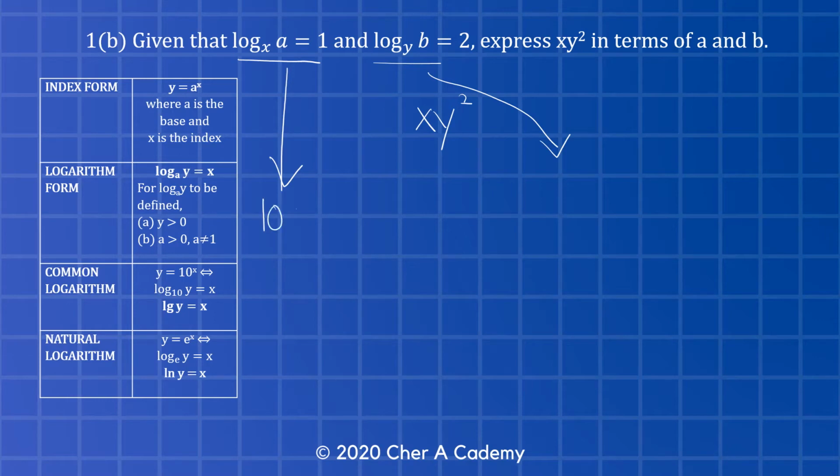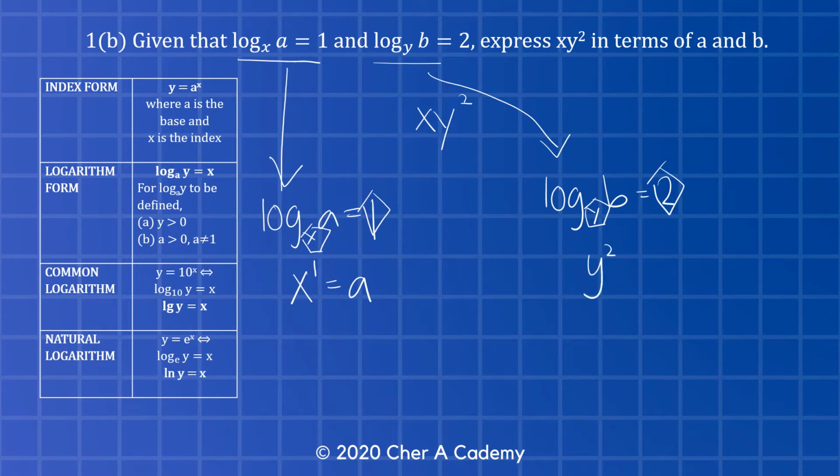So starting with log base x a is equal to 1. My base is the x. My index, my kite, is here, 1. So base kite is equal to a. Then log base y b is equal to 2. This is my base and this is my kite. So my base, my kite is equal to b.